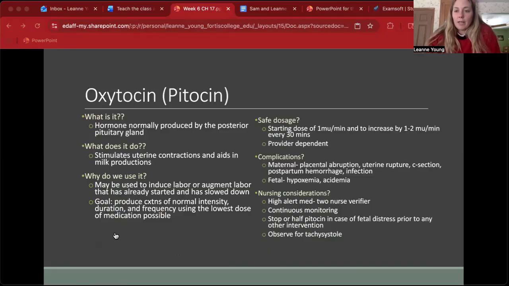What are contraindications to using IV Pitocin? If mom is having a placental abruption, we're not going to give her any other medications.